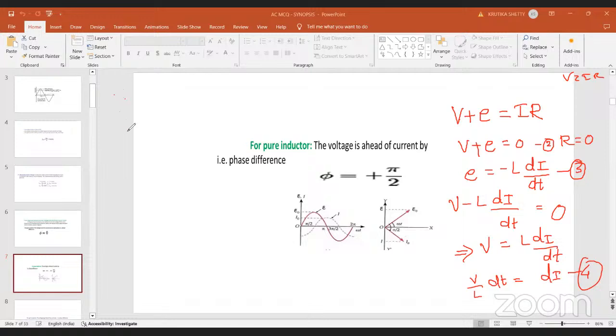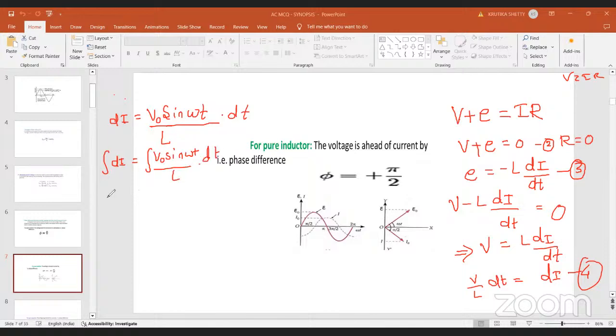Further, we are substituting equation 4 in equation 1. Our equation 4 is di is equal to V by L dt. The V value from equation 1 is V naught sin omega t, divided by L, into dt. Correct? Suppose I integrate this equation: the integration of di is equal to the integration of V naught sin omega t divided by L, with respect to dt.